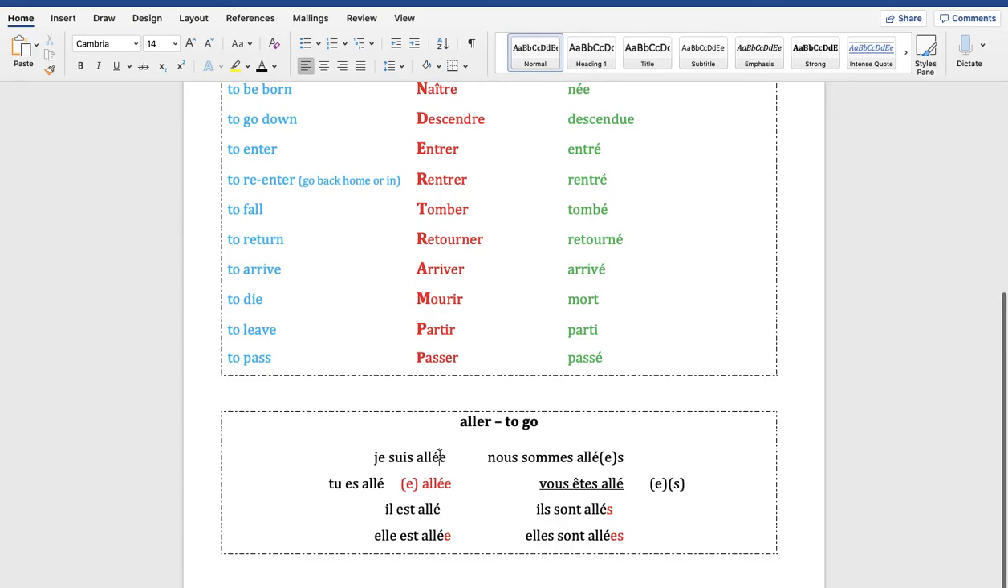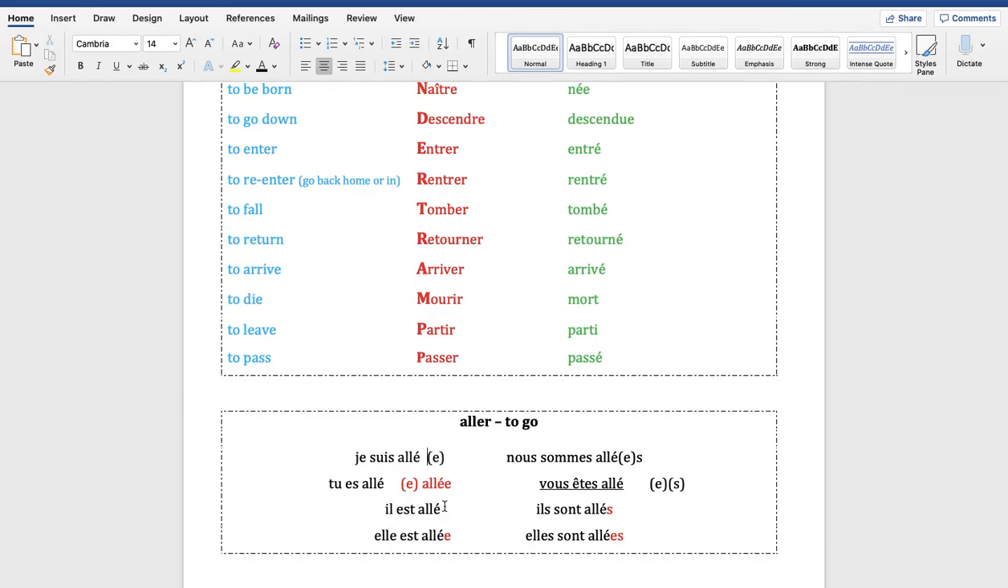So je suis allé, the reason why it was in brackets is because perhaps it's a boy writing and he would just write it like that. Je suis allé with nothing. Same with tu es allé. If I am writing to my son an email, a text, I would write tu es allé. If I were writing to my daughter, it would be like this. Tu es allée with an E.